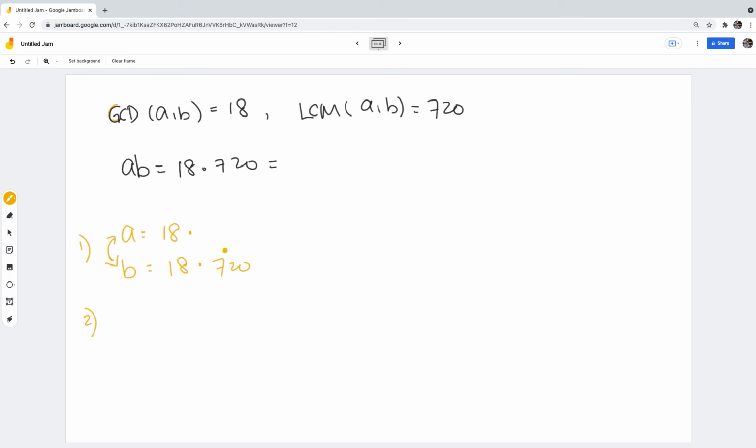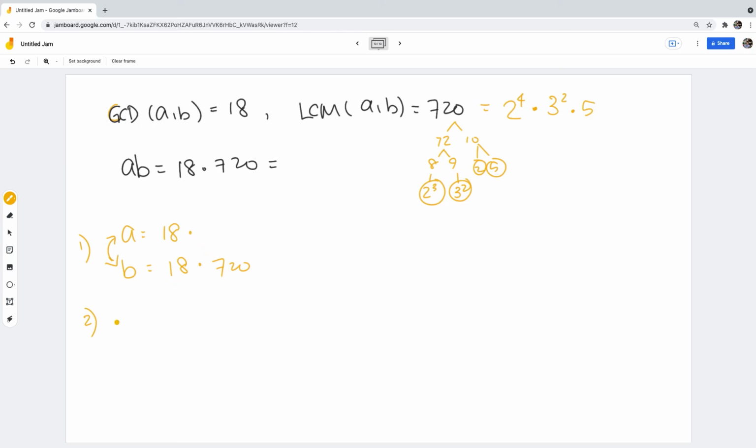Or I can think about the prime factorization of 720, because that's the LCM. If I do that, I know 72 times 10 is 720, and 72 is 8 times 9. 8 is 2 cubed, 9 is 3 squared, 10 is 2 times 5. We are done with the prime factorization, and we have 2 to the fourth power, times 3 squared, times 5. That's the LCM.